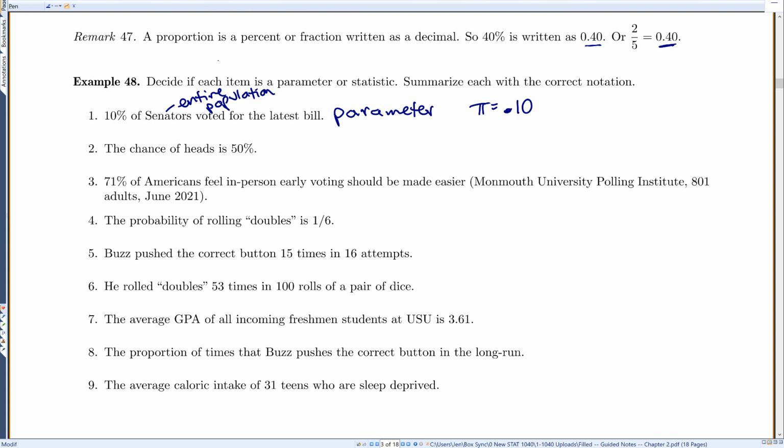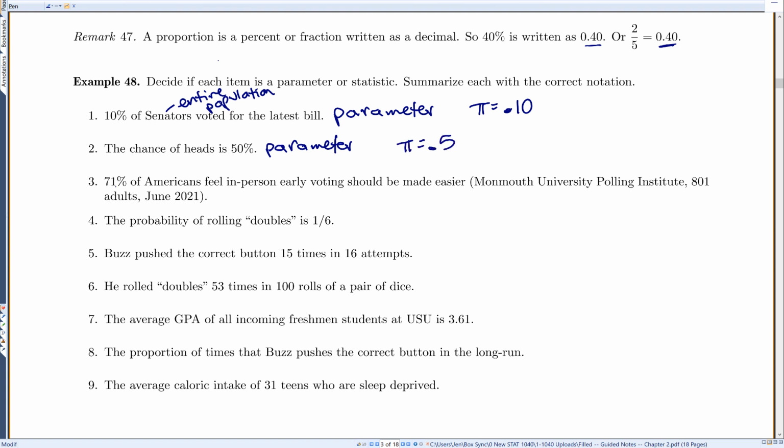Now, the chance of heads is 50%. It didn't tell me this was for a specific sample, that we only did it 10 times or 100 times or 1,000 times. If they don't tell you the size of the sample, that's a clue that it's probably going to be the entire population. So again, this would be a parameter, and I would say that pi equals 0.5.